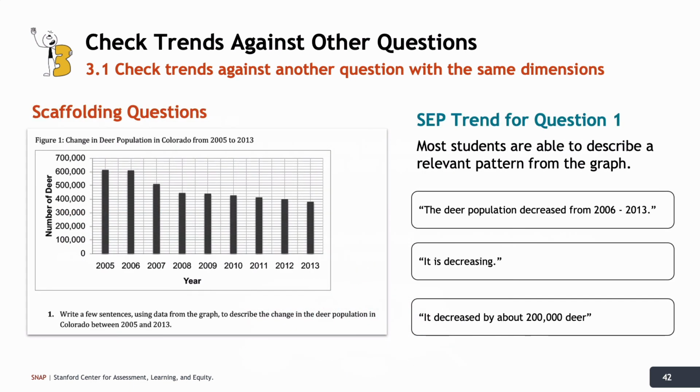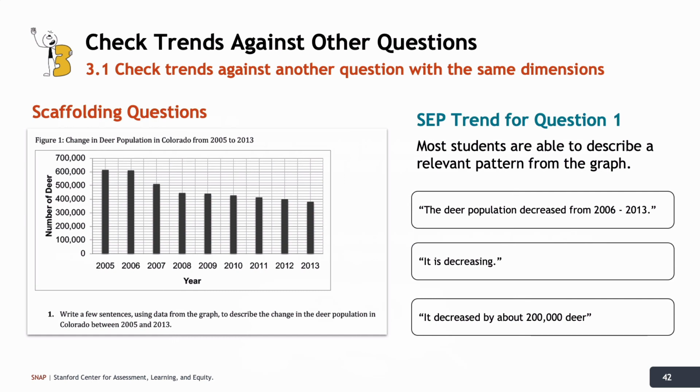If you don't have rubrics for other questions that assess the same dimensions, you can also use a scaffolding question that you know assesses the same dimension in order to check your trends. For scaffolding questions, you can just do a quick scan through the student responses to see if questions are showing the same trend as in the culminating question. For example, question 1 of the deer task is a scaffolding question that doesn't explicitly assess the DCI, but can give you some information about the SEP. You can at least see whether students are able to analyze graphs and pull out a relevant pattern.